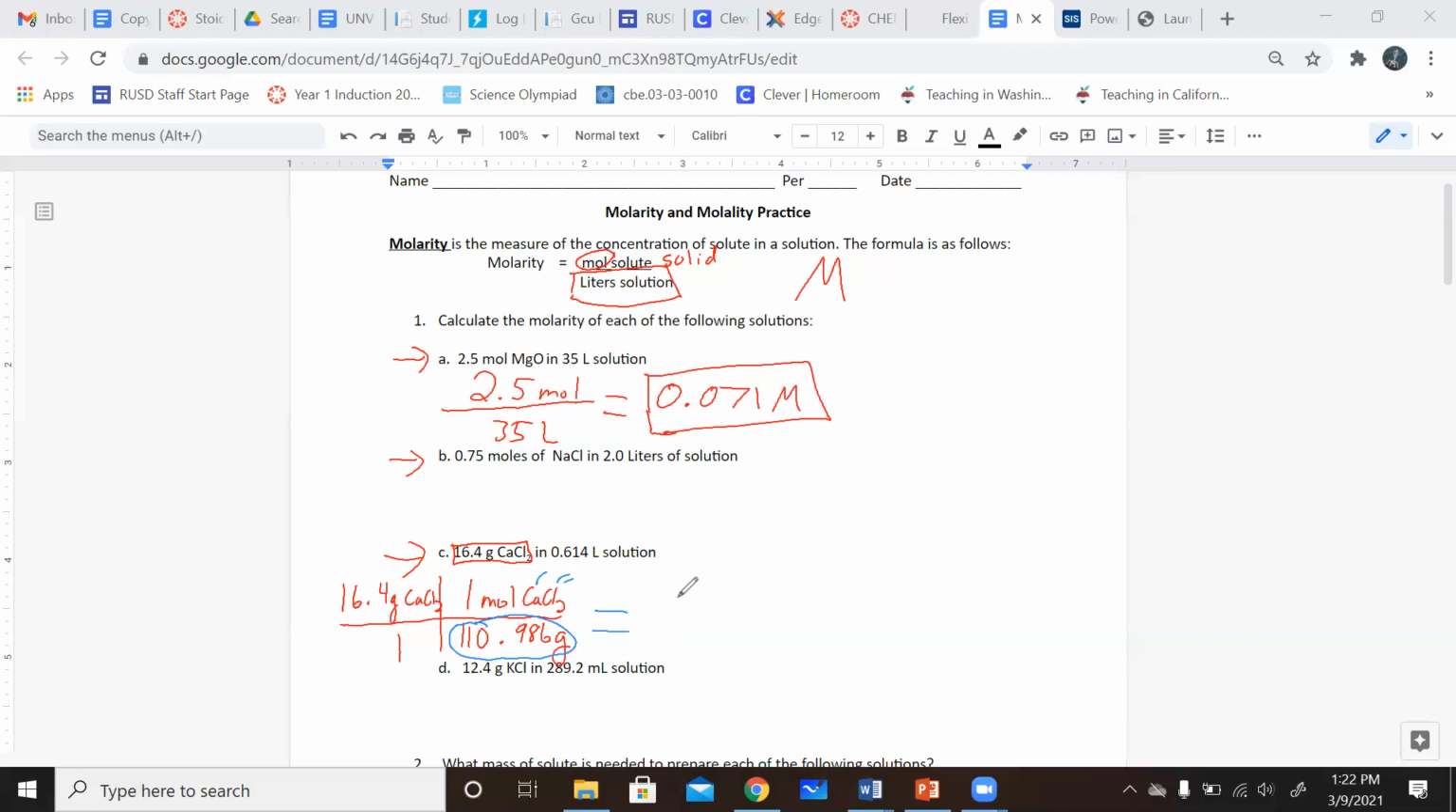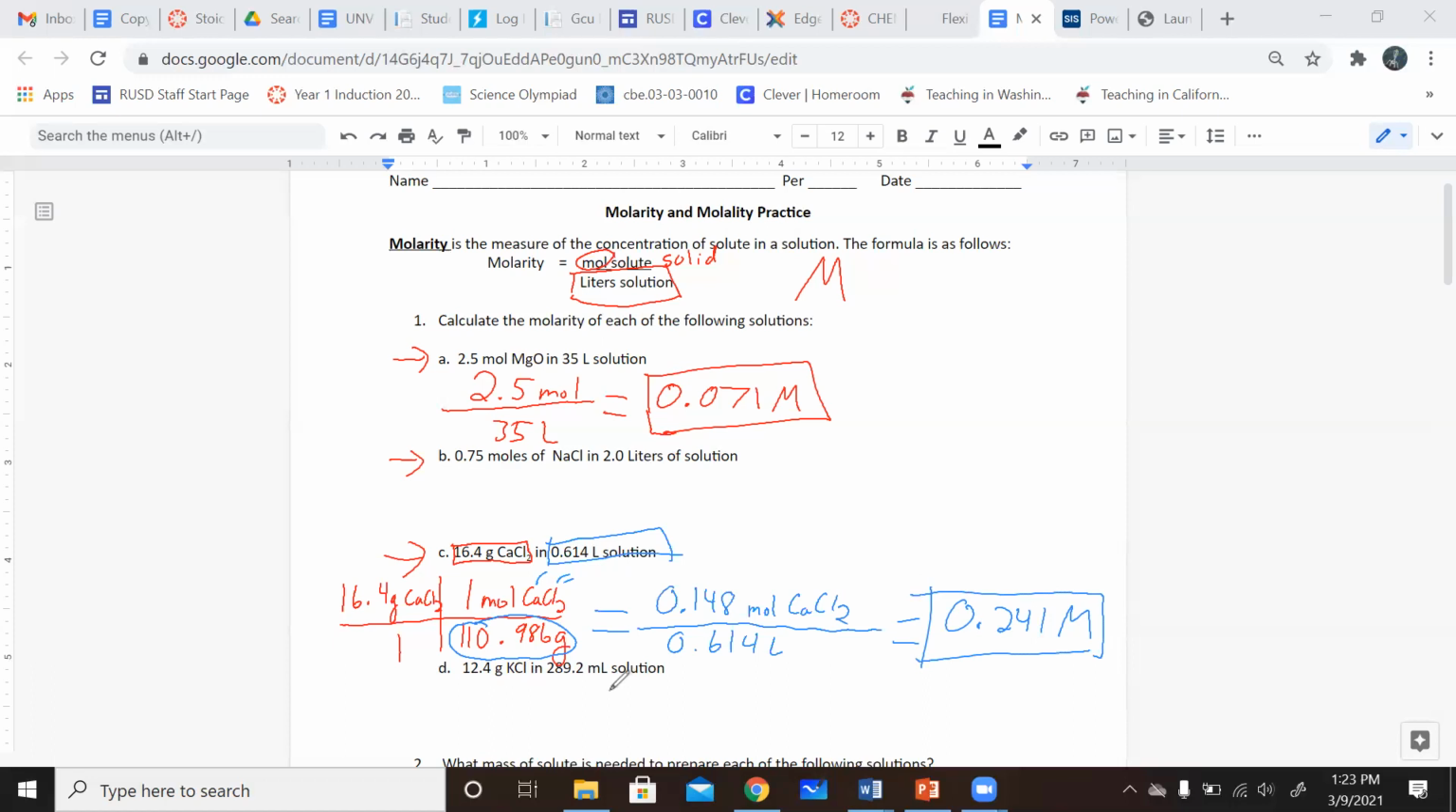And then that's going to give you 0.148 moles of CaCl2. And then we're going to divide that by how many liters of solution are present, which in this case is 0.614 liters. And once we do that simple division, we get 0.241 molar as our answer. Yes, we are rounding this to 3 sig figs, so that's why it's 0.241.